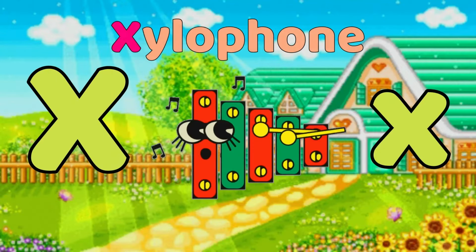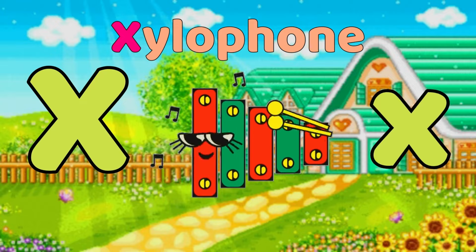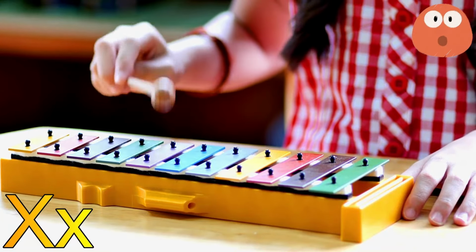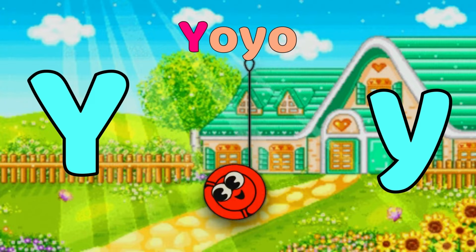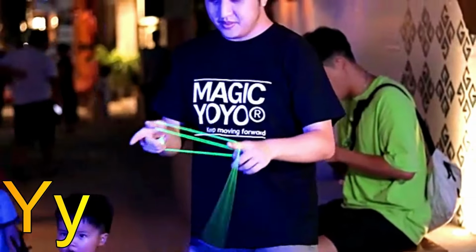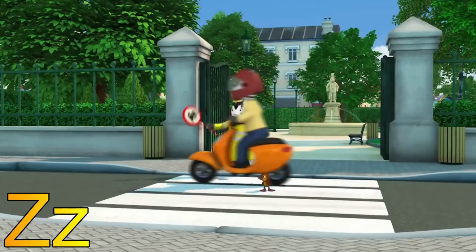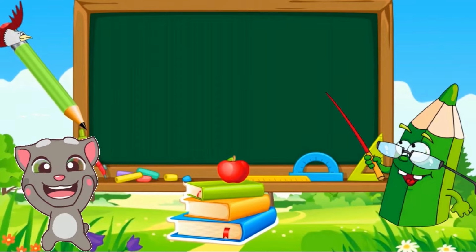X is for xylophone, z z xylophone, x xylophone. Y is for yo-yo, y y yo-yo. Z is for zebra, z z zebra.